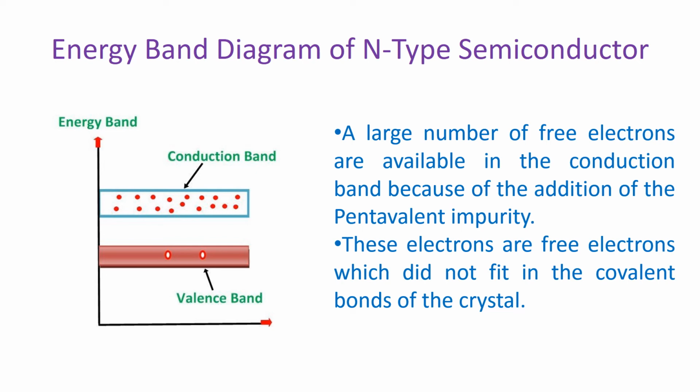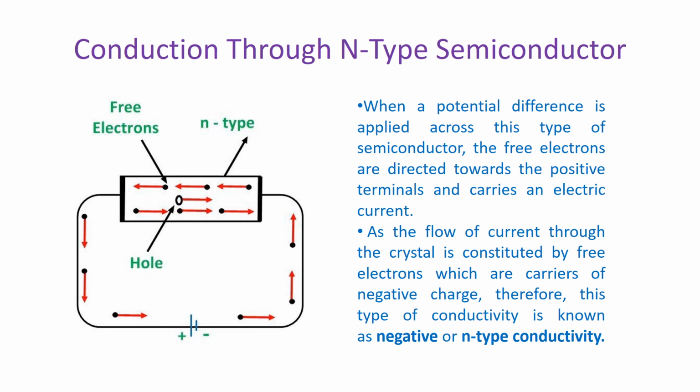So due to the addition of pentavalent impurities, large numbers of free electrons are available in the conduction band. This is showing the conduction through n-type semiconductor. So again, this is the n-type semiconductor. Majority charge carriers are electrons, minority charge carriers are holes.